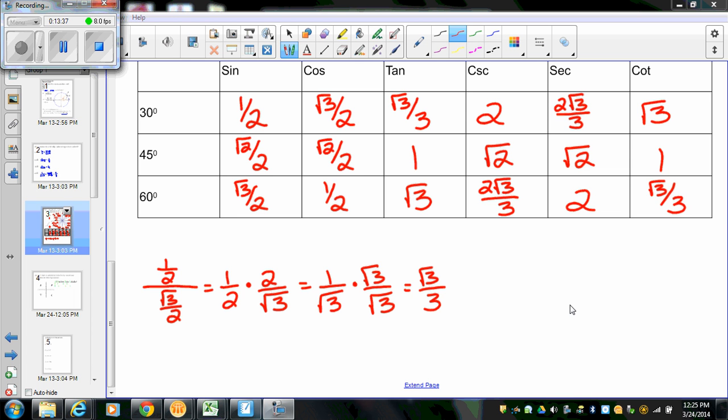All right, so give it a look there. For 45 degrees, going all the way across, you should have square root of 2 over 2, square root of 2 over 2, 1, square root of 2, square root of 2, and 1. And then for 60 degrees, you should have square root of 3 over 2, 1/2, square root of 3, 2 square root of 3 over 3, 2, and square root of 3 over 3. So that's just another quick helpful reference for you.